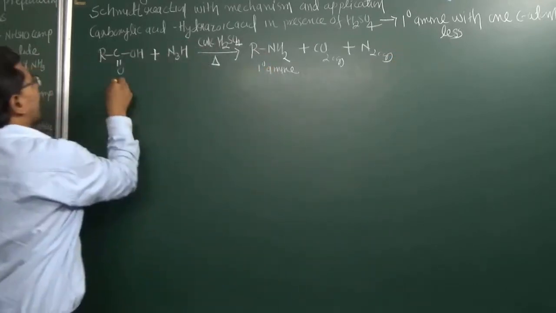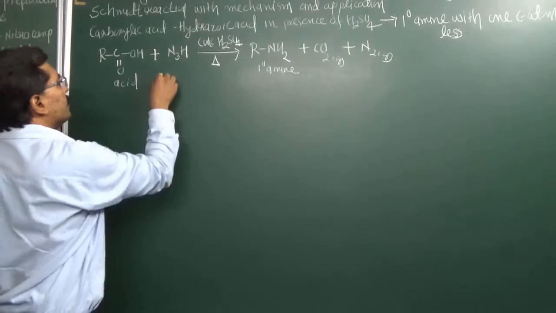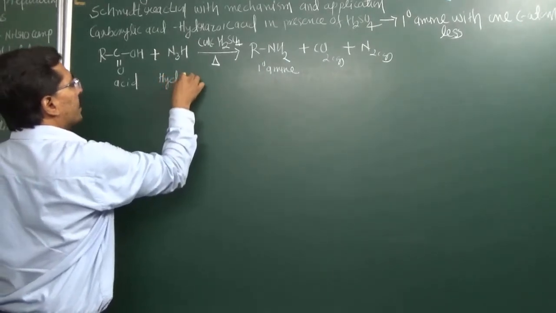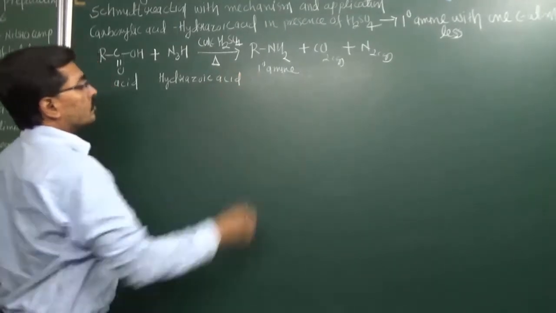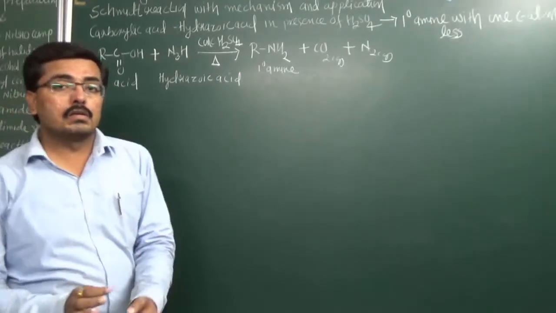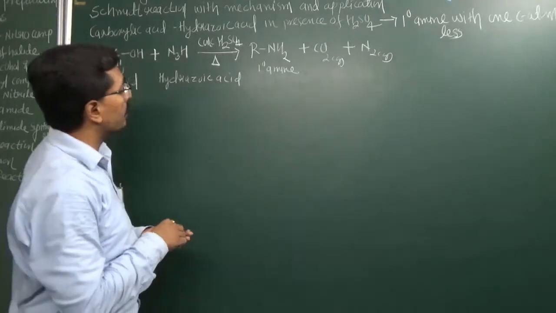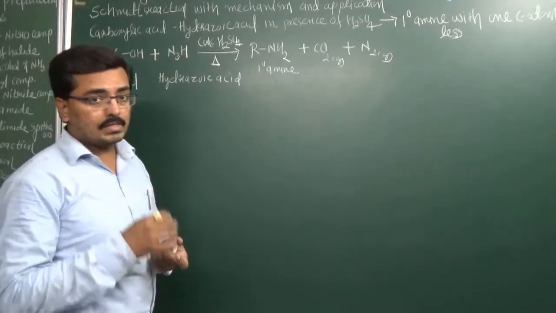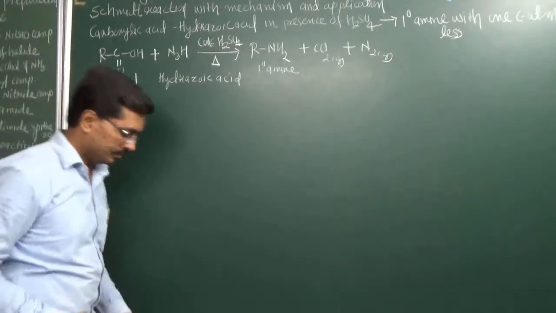So it is observed that this acid can be converted into a primary amine by use of hydrazoic acid, with sulfuric acid as a catalyst. So how does this reaction occur? This can be understood by using a mechanism. But to understand the mechanism, first we will understand the structure of hydrazoic acid.